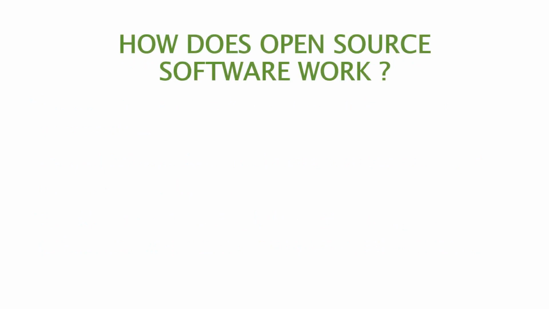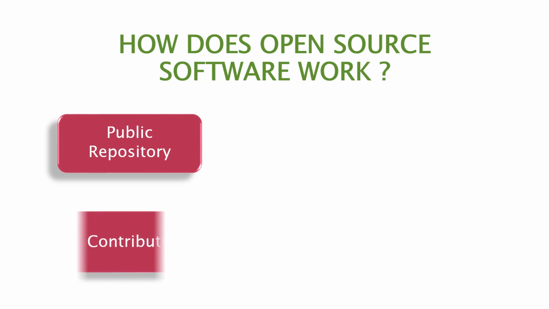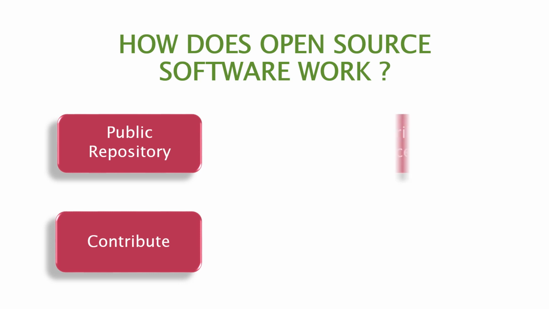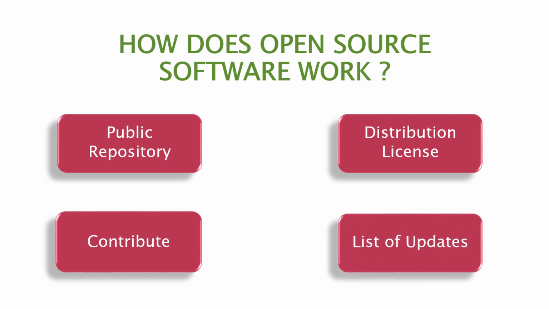How does open source software work? Open source code is usually stored in a public repository, and anyone can access the repository to use the code independently or contribute improvements to the design and functionality of the project. Open source software usually comes with a distribution license. This license includes terms that define how developers can use, modify, and distribute the software. When source code is changed, the software must include a list of what was updated as well as the methods involved.